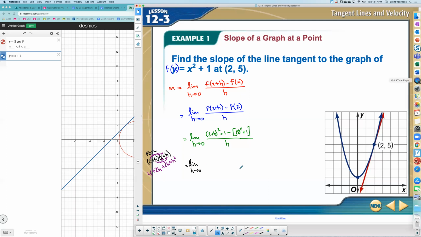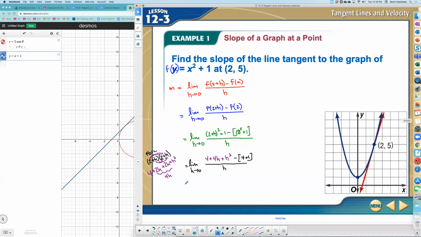So this limit will be, and I'll write this here in purple, 4 plus 2h plus 2h, right there is 4h, plus h squared. And then we're going to subtract 2 squared plus 1. 2 squared is 4, plus 1, which means we're going to subtract 5. All this is over h.